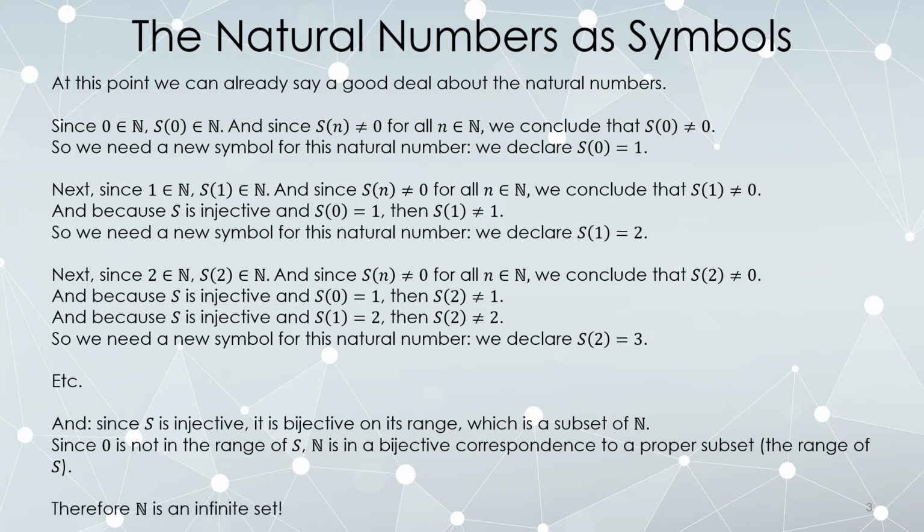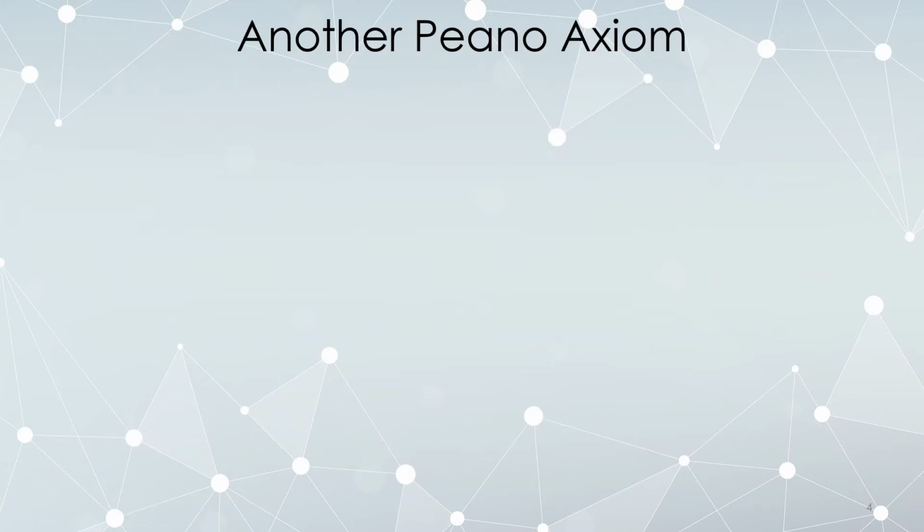By definition, this means the natural numbers must be an infinite set, because we could construct, axiomatically we constructed, a function, the successor function, that establishes a bijection between the naturals and a proper subset of itself. So even with only the few axioms we have, we can start declaring symbols for various elements of the natural numbers, and we have shown that the natural numbers are an infinite set. But there are more axioms other than the ones we've introduced.